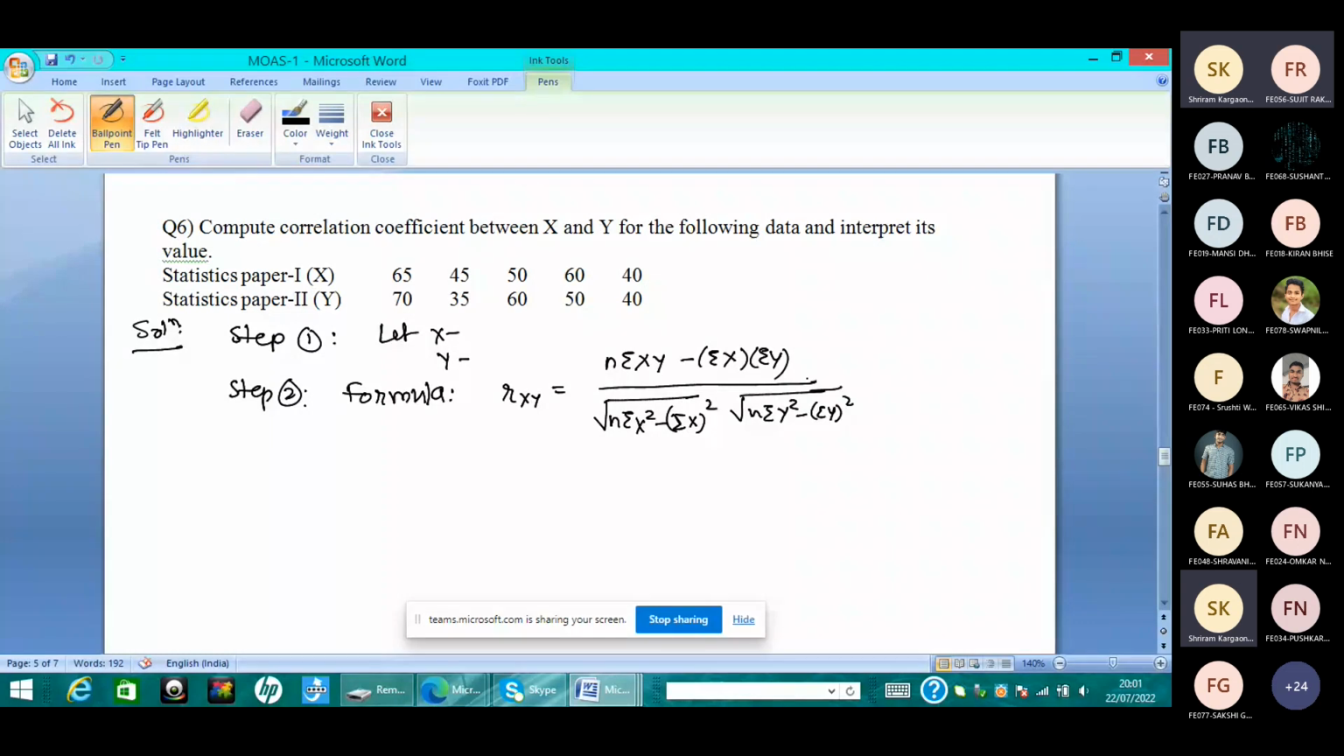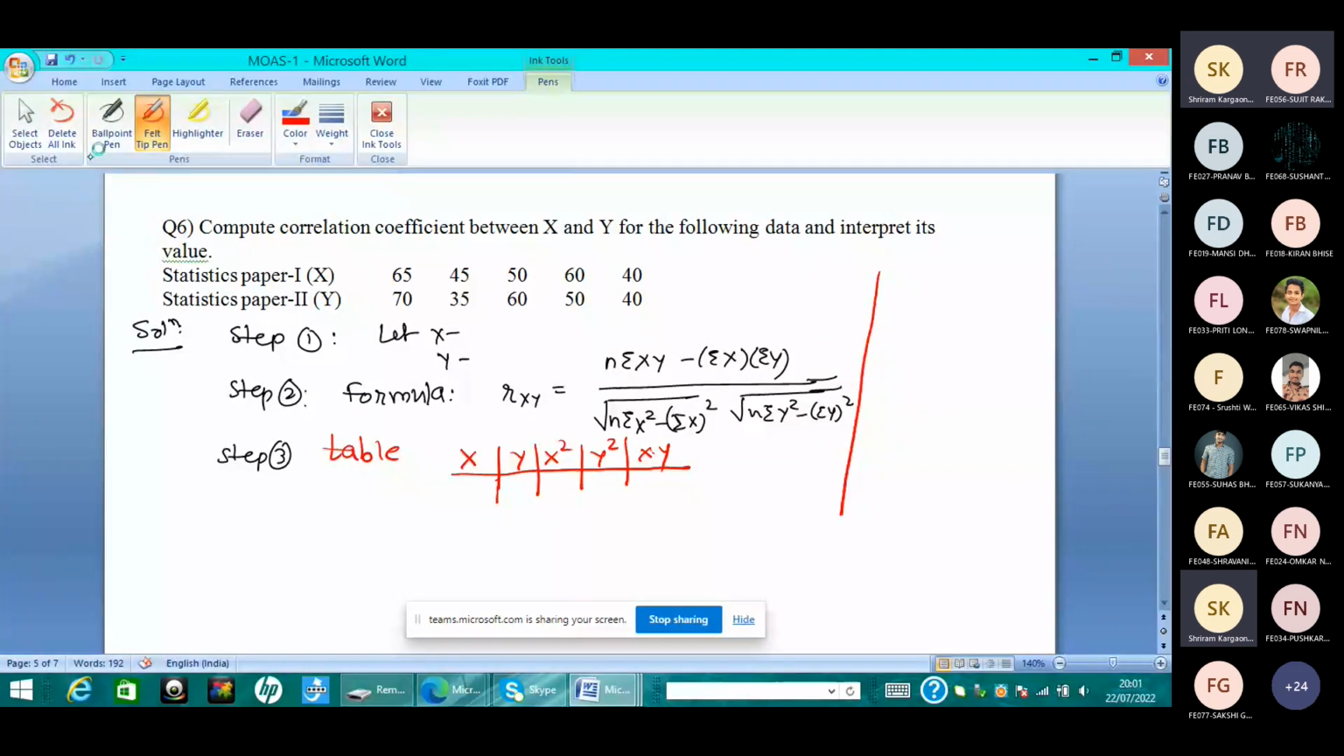Now look at this. You will get guidance from this formula that you have to prepare a table. So prepare the table: x, y, x square, y square, and x into y. You have many ways to solve this. This is not the only way. You can also use the formula covariance between x and y upon sigma x into sigma y, meaning both standard deviations. Then you start finding x bar, y bar.